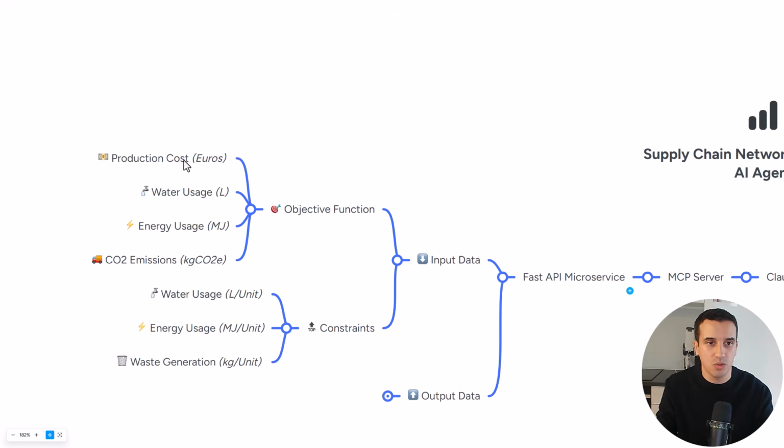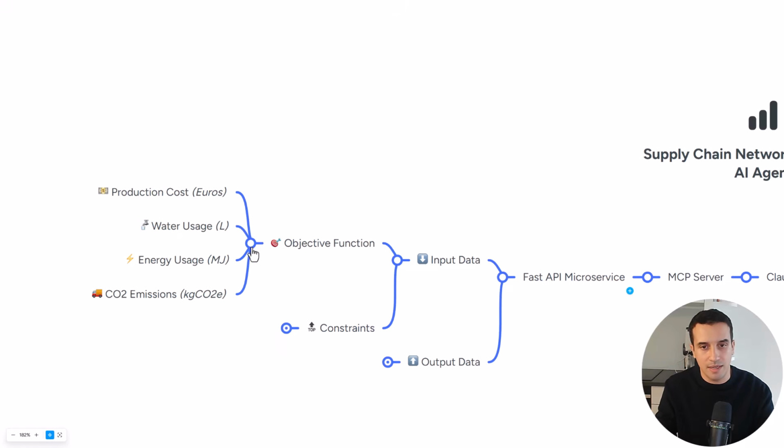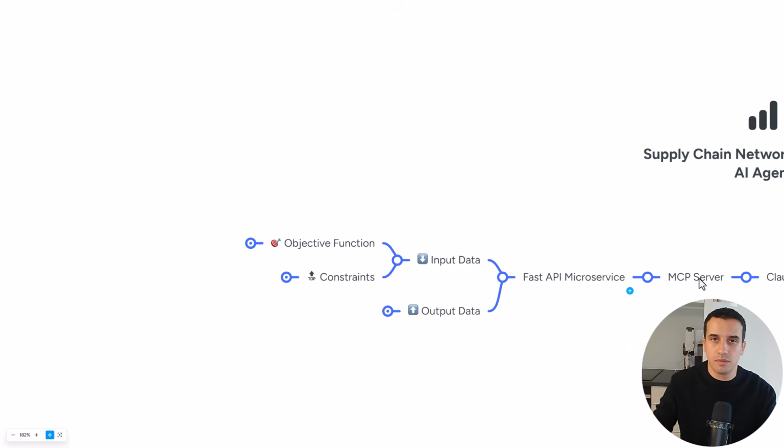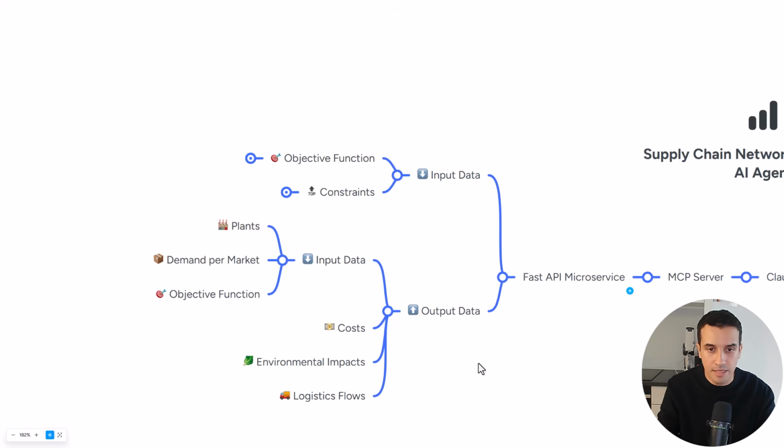For instance, if you want to minimize production costs, probably you will not have the lowest cost if you put a water usage that is lower than the best solution. That's why when you are considering these constraints, this will affect the performance of your objective function. So this is the input data. This is what the agent, through the MCP server, is supposed to send to the FastAPI microservice. And then in terms of output, let's just put ourselves in the shoes of the AI agent.